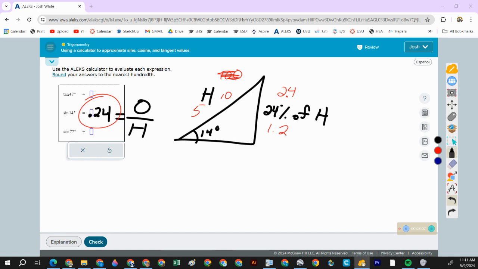So those ratios are linked to the angles. If we change the angles, then we change the ratios. And that's what trigonometry does. It compares the two side lengths to an angle. And each of those ratios has a name. So people sometimes ask, what does the sine function do? Well, it takes an angle and spits out a ratio. So anytime you're dealing with a 14-degree angle, the ratio of the O side divided by the H side is going to be about 24%.